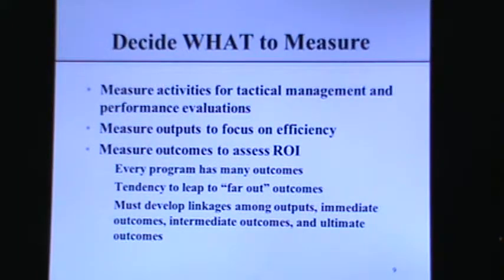Real quick, I'll run through the steps in terms of just going through the process. First thing is to decide what to measure. We measure activities certainly for tactical purposes, because we want to make sure our people are doing lots of activities, and we do it for performance evaluation, so we can evaluate people on their performance appraisals. But we also measure outputs to focus on the organizational group-wise efficiency. Is the organization serving enough people? Is it getting the mail delivered on time? Is it doing what it needs to do?